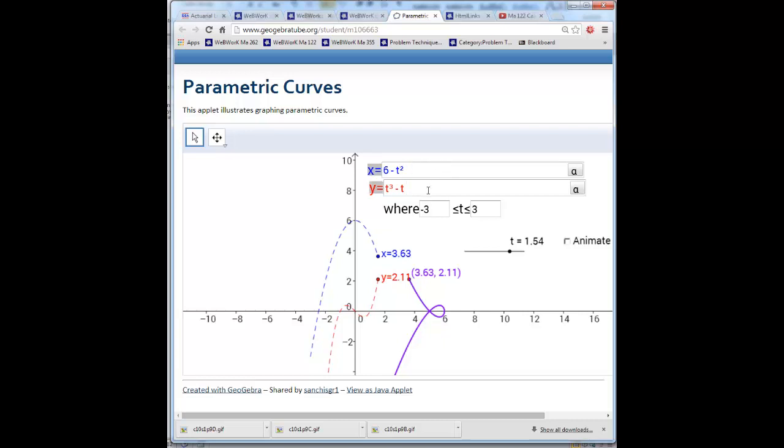So 6 minus t squared is x, and y is t cubed minus t, and you can see the curve being generated at t between minus 3 and 3, right? And you can see right there is where it crosses itself. So the first time it goes to that point, you can see it's about t equals minus 1, and then it circles around, and then at t equals about 1, it goes through that point again.